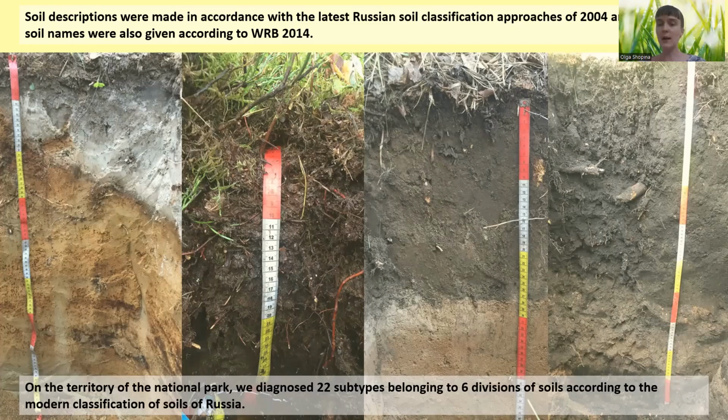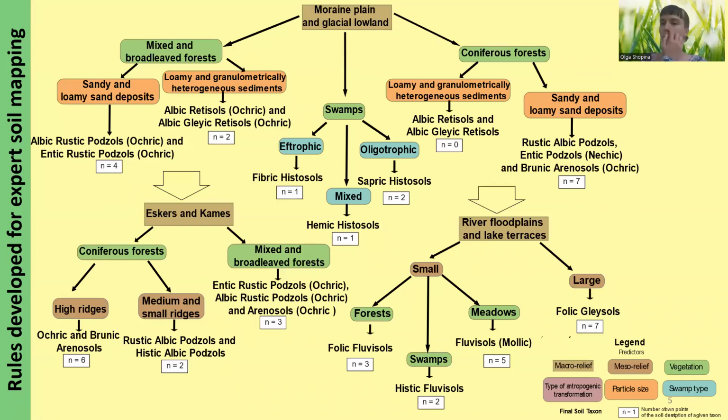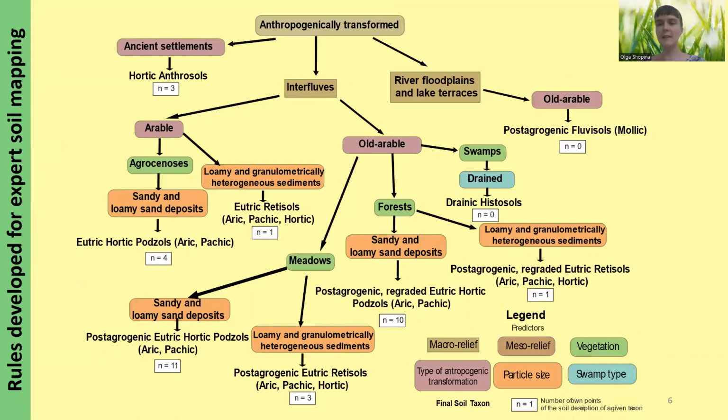On the territory of the national park, we diagnosed 22 subtypes belonging to 6 divisions of soils according to the modern classification of soils of Russia. The data was processed through several steps in ArcGIS 10 and QGIS 3 to create the soil map. In the first stage, relationships between soils and landscape characteristics were established using data from previous studies and our own soil descriptions. The second stage consisted of selecting data for mapping according to the factor-genetic approach and determining factor gradations that could be used to construct the soil map. The third stage involved the processing of the obtained data.